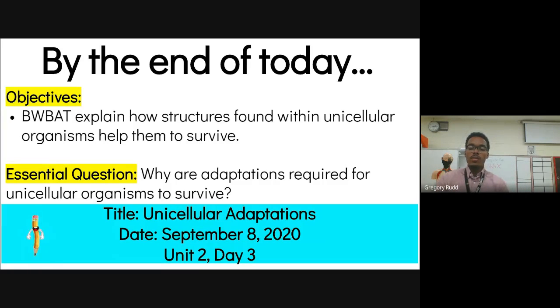So this is the point in the lesson when you should have your notebooks out, whether your notebook is virtual or pen and paper or on your iPhone or your Android, whatever you choose, you should have some way of taking notes starting now. So the title of today's lesson is Unicellular Adaptations. And again, it is Unit 2, Day 3. So I see we've got a few more people who've joined.